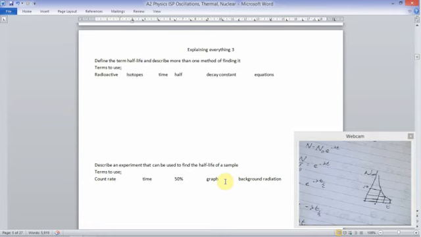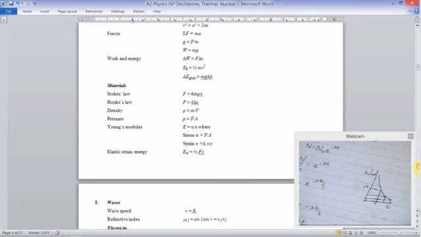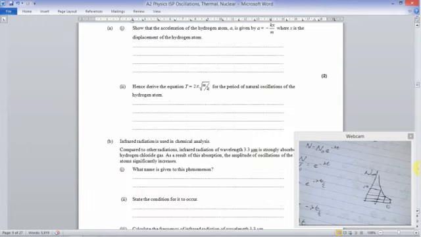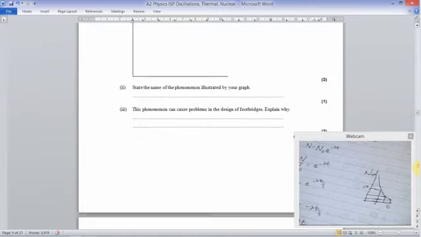Describe an experiment that could be used to find the half-life of a sample. So that's pretty much exactly what we've just described there. You're using a Geiger-Müller counter to measure the count rate. But the key thing is you've got to take a background radiation reading off everything you do. So a background radiation reading has to be taken off every value. So you always take the background radiation reading first. Okay, let's get straight into these questions then.